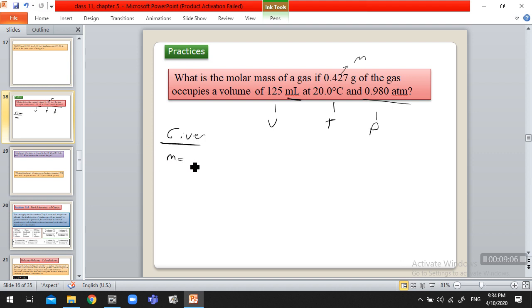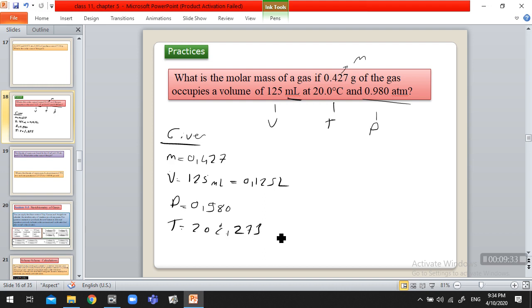Firstly, mass is 0.427 and volume is 125 milliliter, which equals 0.125 liter, and pressure equals 0.980, and temperature equals 20 Celsius, add 273 to become 293 Kelvin, and R equals 0.082.